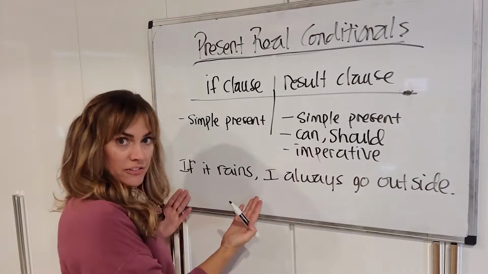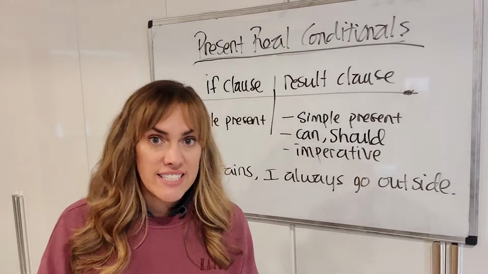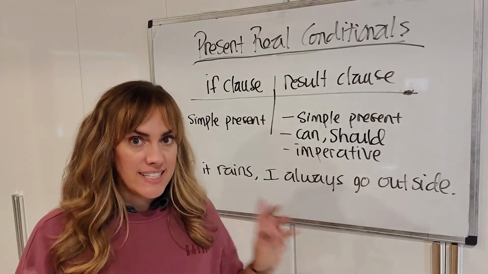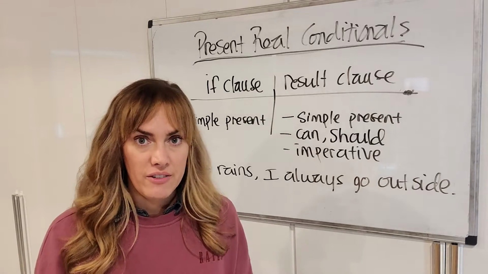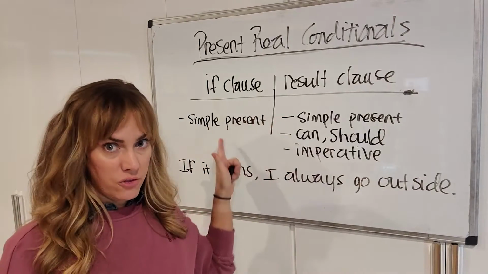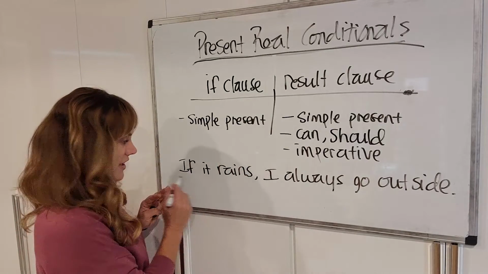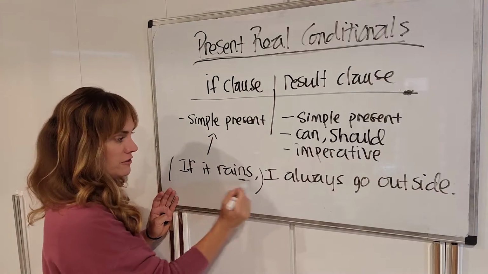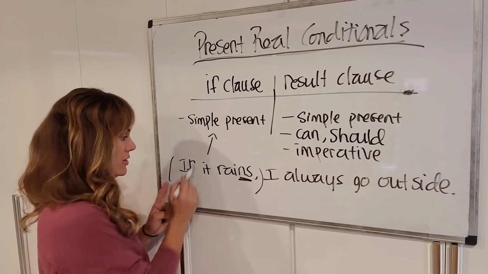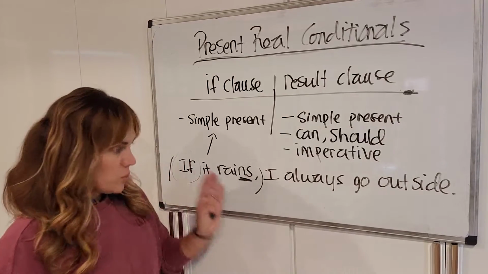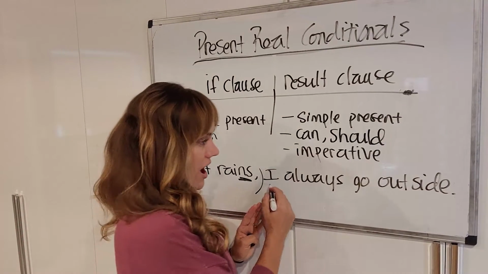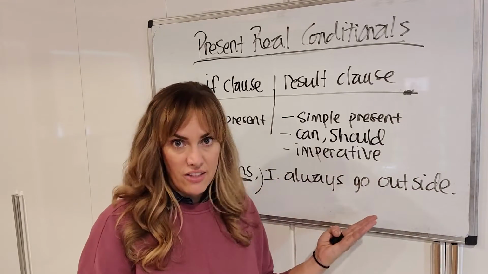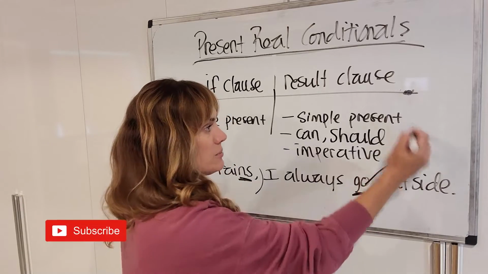Here, the if clause, now remember, a clause is a group of words with a subject and a verb. So there's two clauses. Each clause needs to have a subject and a verb. And the verb can be these forms. So if it rains, here's my if clause. The verb is in the simple present, and I'm using the word if. If it rains, I always go outside. Here's the result clause. I have another subject and another verb. This verb is in the simple present.